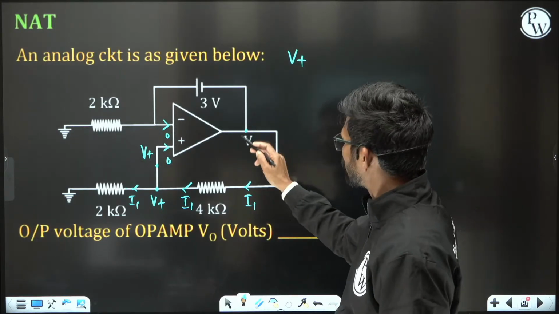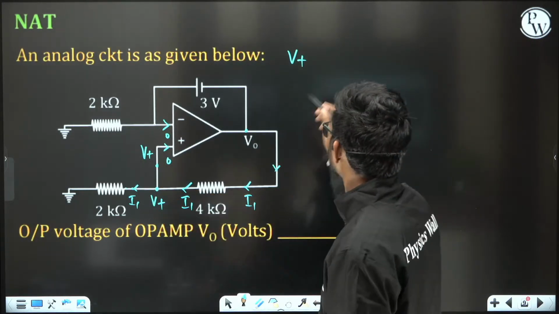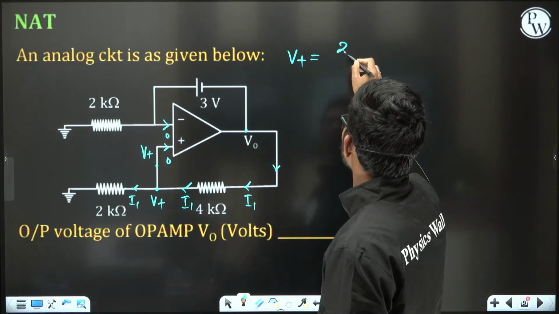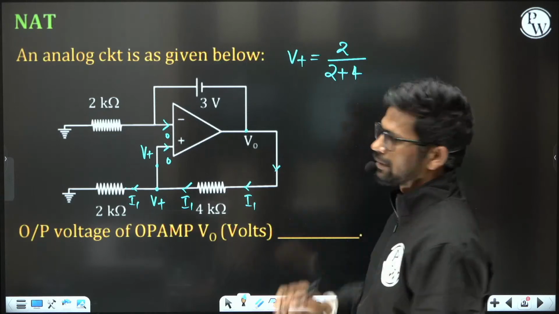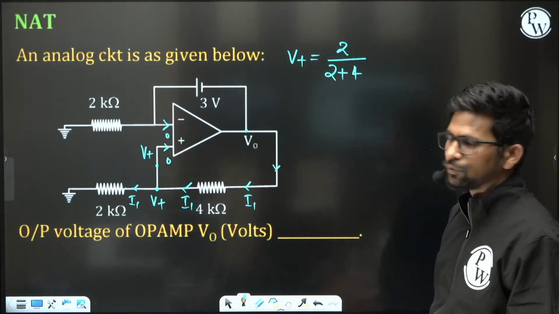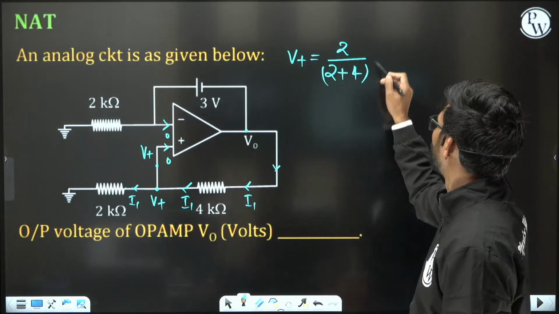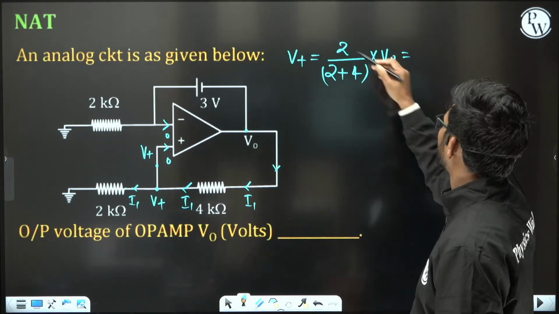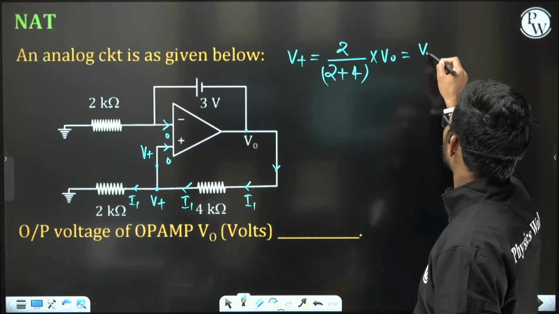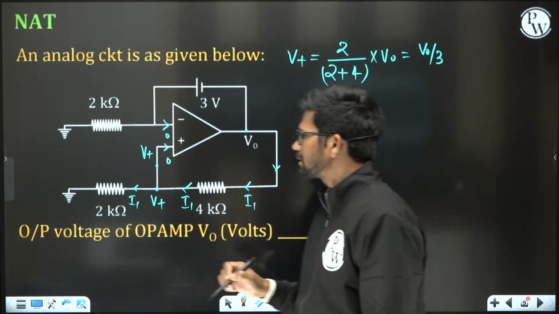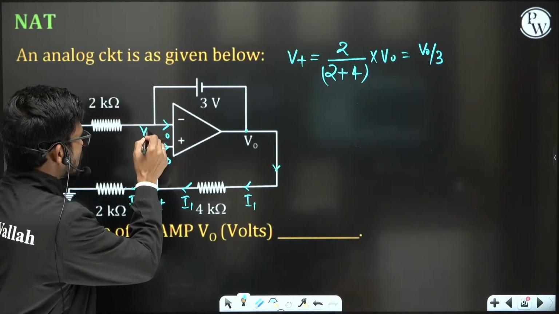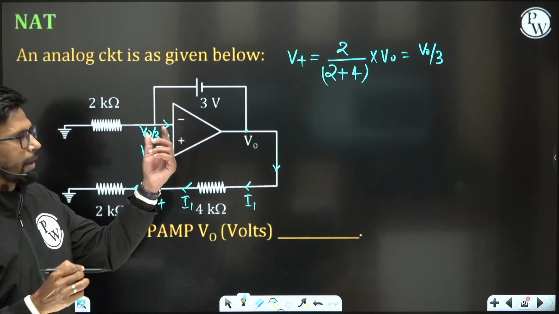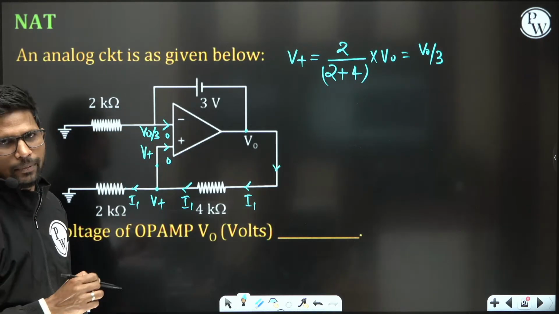Voltage division rule. Total voltage is V0. 4 kilo ohm and 2 kilo ohm are connected in series, and the voltage across the 2 kilo ohm will be 2 kilo ohm upon 2 plus 4. The resistance across which I need to find the voltage, upon the total resistance, multiplied by the total voltage V0. This comes out to be 2 upon 6 V0, that is V0 by 3. So V plus is V0 by 3, and as the virtual ground concept is applicable, I equate it to V minus, and therefore V minus is V0 by 3.